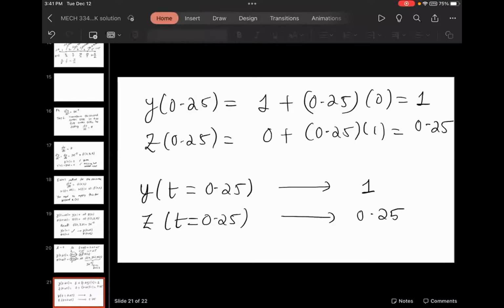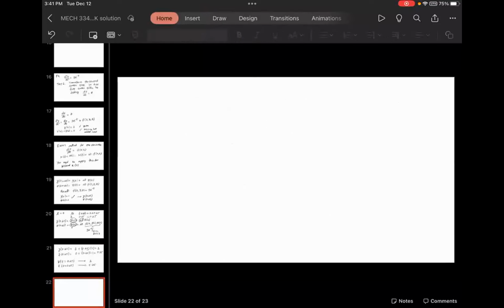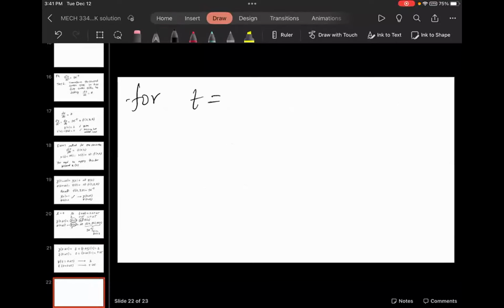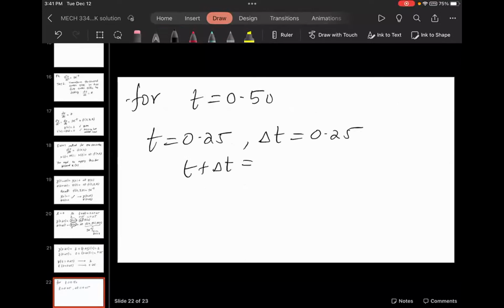So then you want to go ahead and compute for t equals 0.50. That is, when t equals 0.25 and delta t equals 0.25, you can get t plus delta t equals 0.50. It is for advancing to 0.50. So you do the same thing.